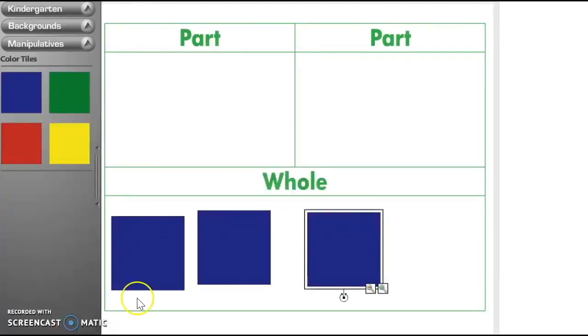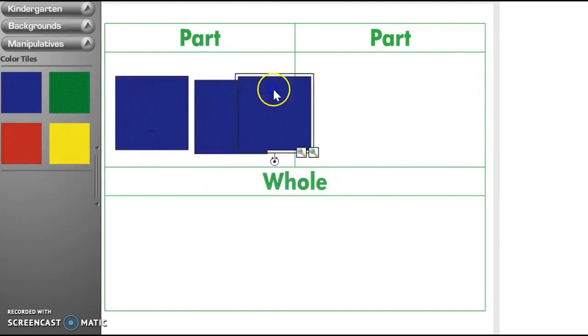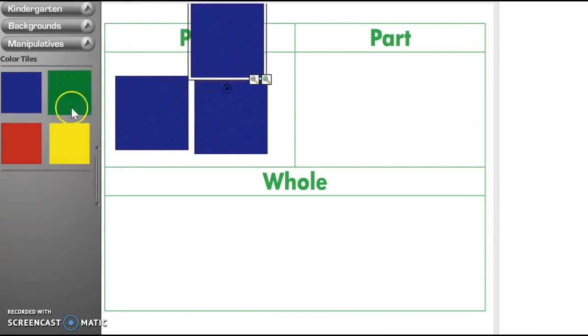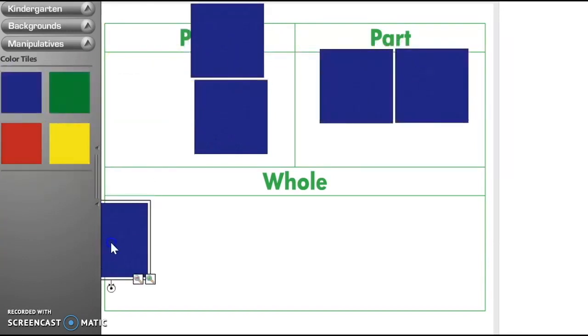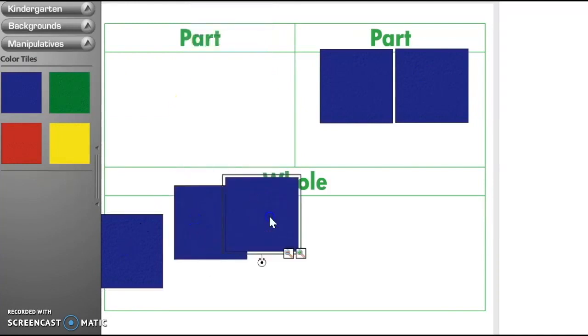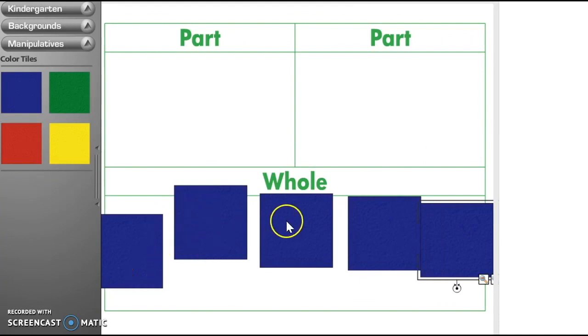So another part whole. She read 3 stories before recess, and then she read 2 stories after recess. So if we were to put them all together, we can count and see that there are 1, 2, 3, 4, 5 stories all together that the teacher read.